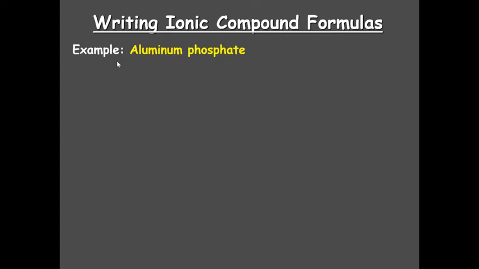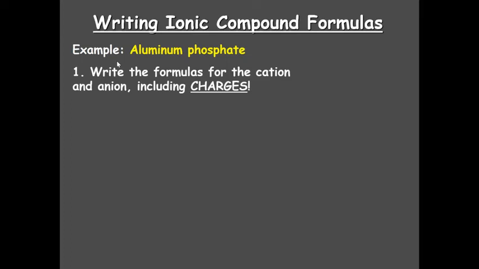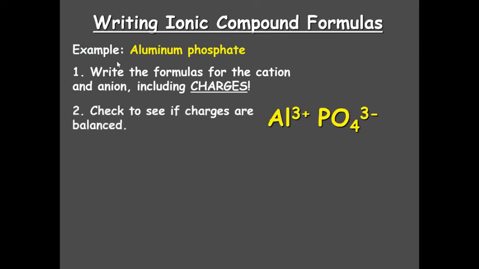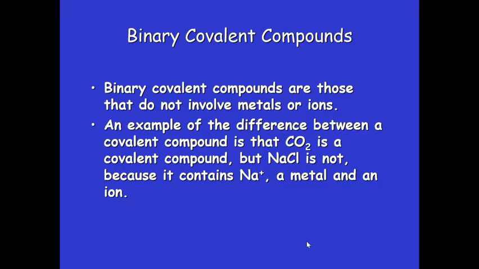Last example here is aluminum phosphate. We find the aluminum on VIP 10 and the phosphate on VIP 11. Al has a 3+ charge. Phosphate has a 3- charge. This means they are already balanced, and the formula is simply AlPO4.